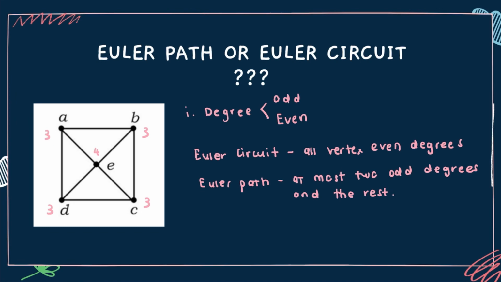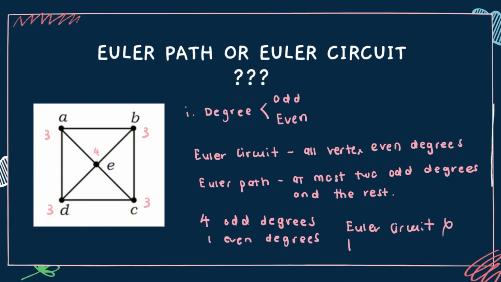In this case, we have 4 odd degrees and 1 even degree. Hence, it is neither an Euler circuit nor an Euler path.